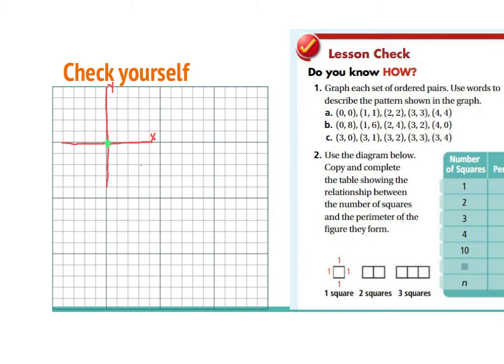1, 1, so that was 0, 0. 1, 1 is going to be to the right 1 and then up 1. So that's right here. This is 1, this is 2, this is 3, this is 1, this is 2, this is 3, so on and so forth, okay? 2, 2 means we go 2 in the x direction and 2 up. So let's go 2 in the x direction and then 2 up, that's going to be right here. 3, 3 is going to be right here. And 4, 4 will be right up here.